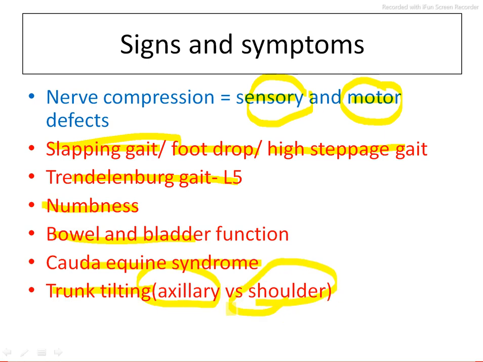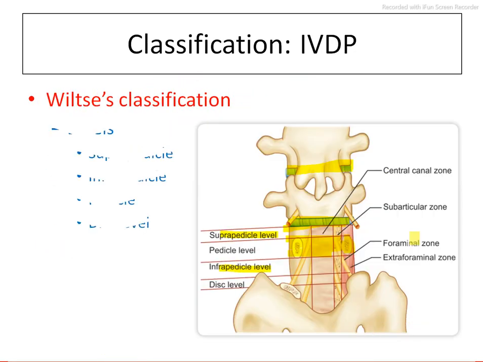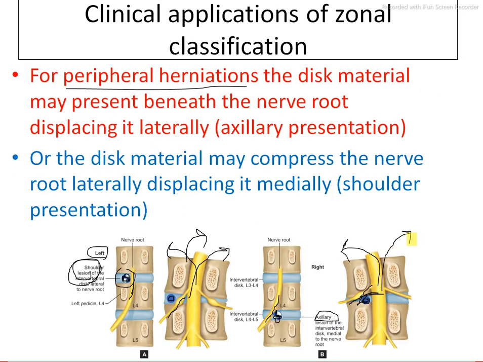So what happens in axillary type? So you see here, this was the example of axillary type. You see herniated disc is here and the nerve root is going in this way. So to compensate, to be free from the pain, what he does is that he leans towards this side so that the nerve is away from the herniated disc.